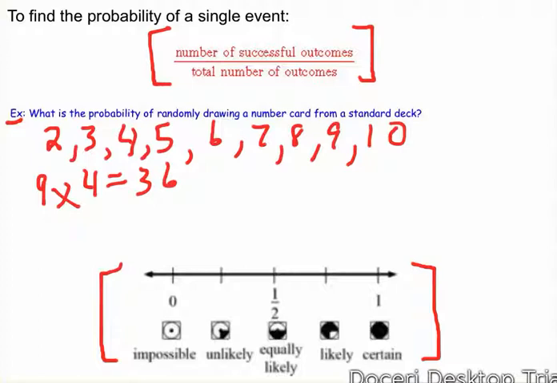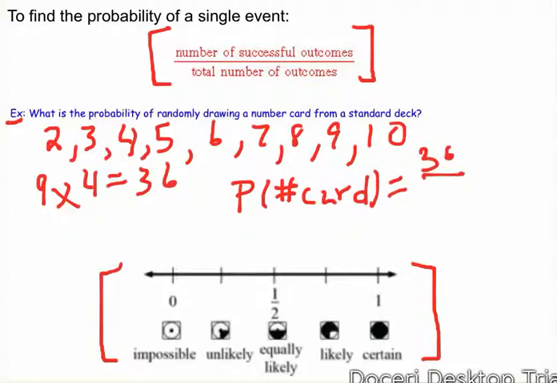So we could say the probability of choosing a number card is equal to 36 over the total number of possible outcomes, and the total number of outcomes is the total amount of cards in the deck, which is 52. Okay? And then we simplify that, 36 over 52. Both are divisible by 4. 36 divided by 4 is 9, and 52 divided by 4 is 13. So the answer is 9/13.